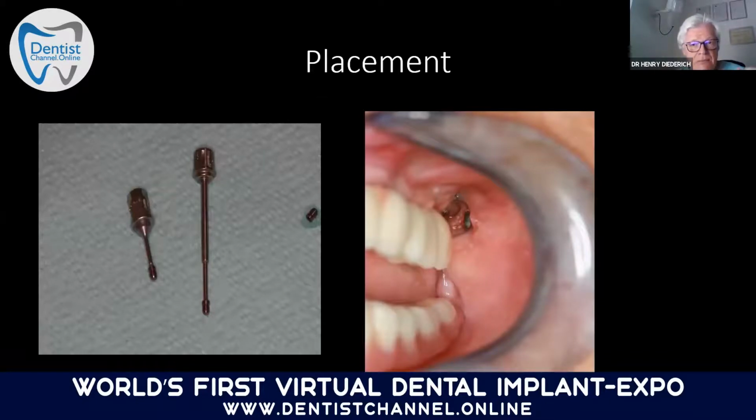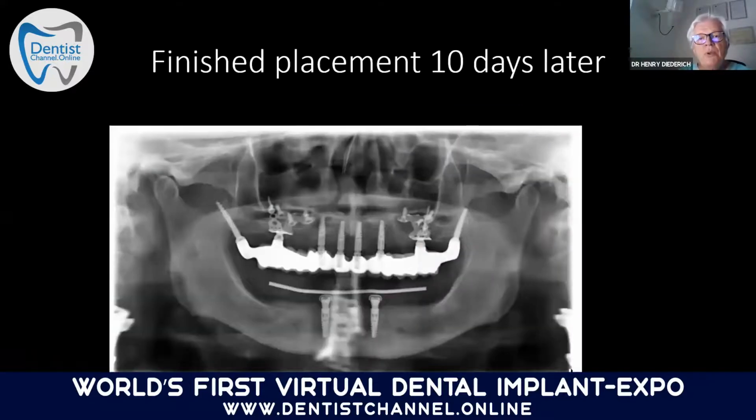It is just fixation. There are no tools, because otherwise it is a problem for hygiene. So it must be easy to clean and to support. And here, placement 10 days later, and our result: a happy patient. So we could solve this patient in a very fast way.